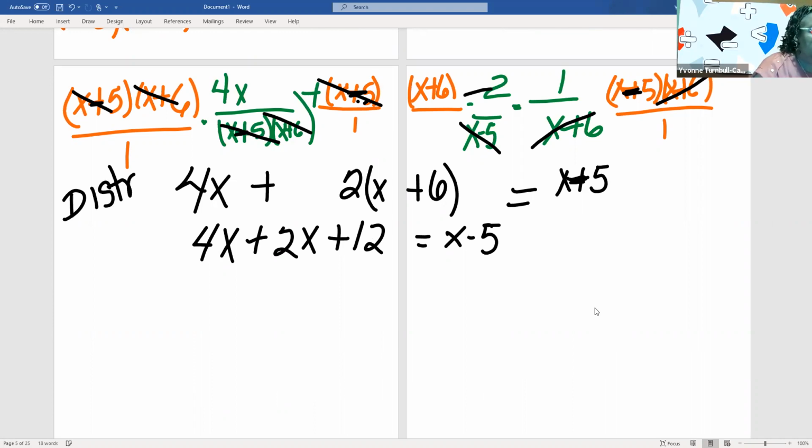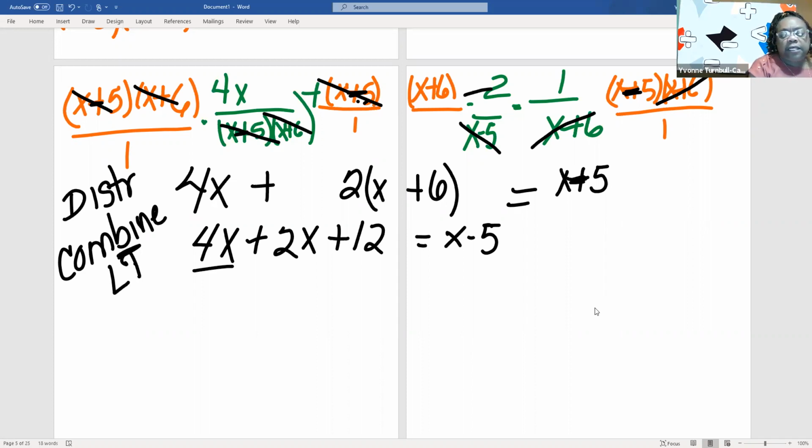Combine like terms. So this and this can be combined. So that's 6x plus 12, almost done here, equals x minus 5.